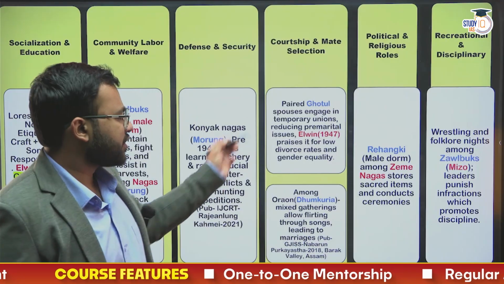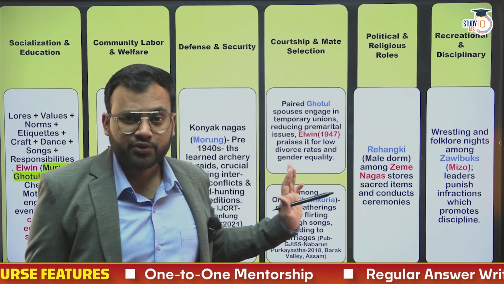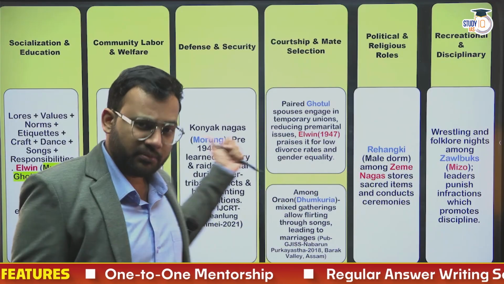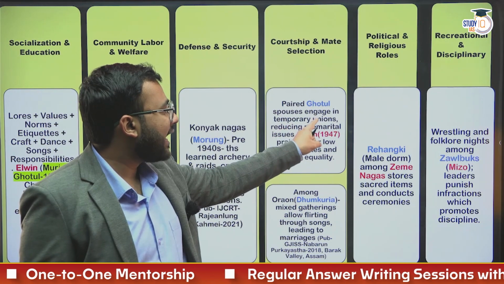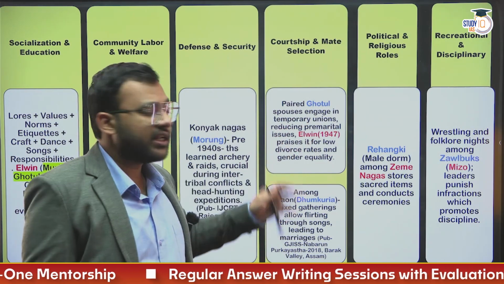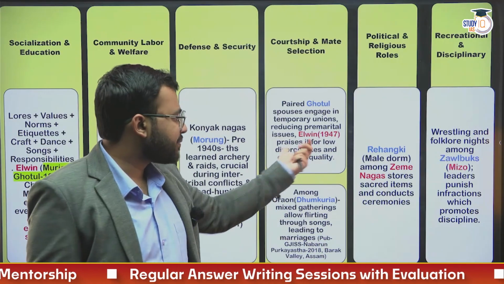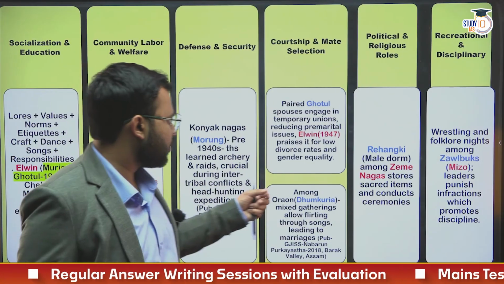So how it is helpful? See, it has been observed that the paired Ghotul spouses, means Ghotul is a youth dormitory among the Muria Gonds. So the paired spouses in the Ghotul, they engage in temporary reunions, which also reduces the premarital issues among these people. It has been highlighted by the study of Verrier Elvin in 1947, which we have earlier also quoted.